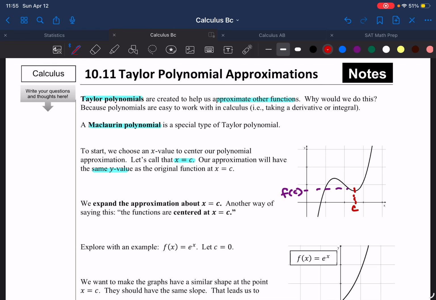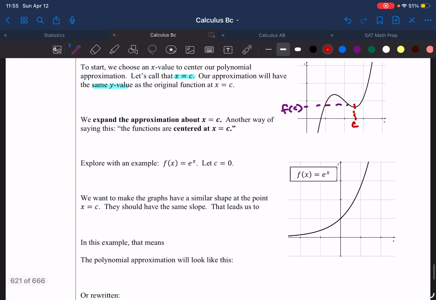It says we expand the approximation about x equals c. Another way of saying this is that the functions are centered at x equals c. So that value that I placed for c on the graph is where all our functions that are going to approximate this function are going to be centered. So we write that as f of c is equal to p of c, where p of c is our approximation.